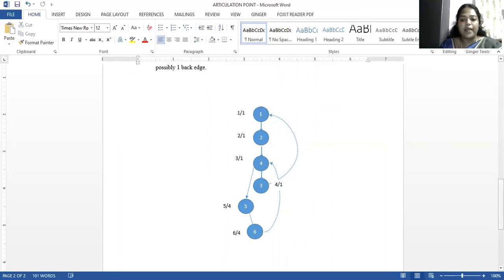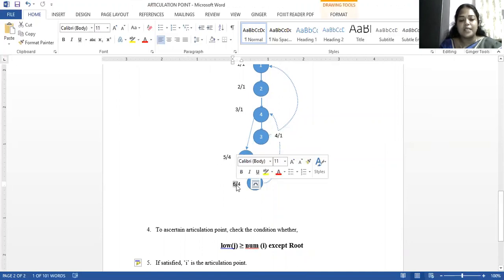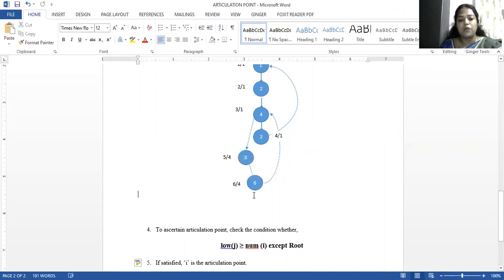Similarly, from 4 again there is a direction towards 5, and 5 to 6. So this is the fifth vertex that has been visited, so that is the numerator here. Even for 6, it is the sixth vertex visited. Again, you can check that there is possibly a back edge visiting the value 4. I mean, the lowest nearest possible value reached from these vertices is 4. So all the denominators should be 4 here.